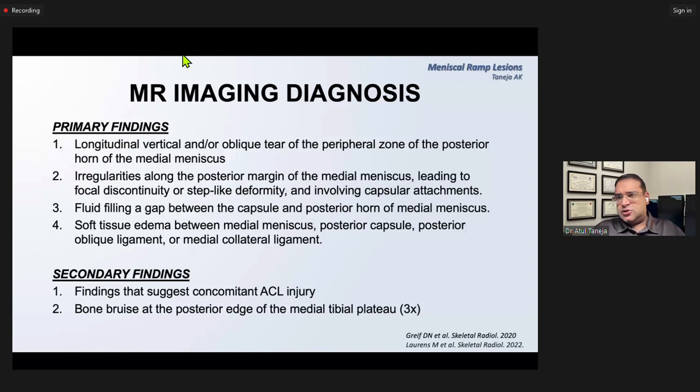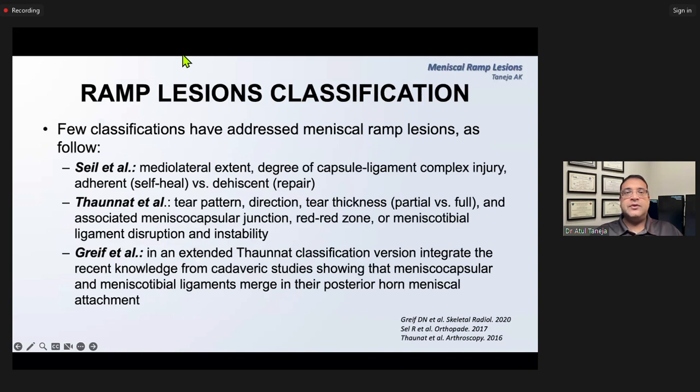But the question is, should we call ramp lesion or not? That's up to you. But we see that not that commonly, but you can see a ramp lesion without ACL tear. It's not that common, but can happen. And also bone bruise of the posterior tibial plateau, as I mentioned, very useful finding during MRI. That means you need to be careful about the posterior medial corner of the knee.